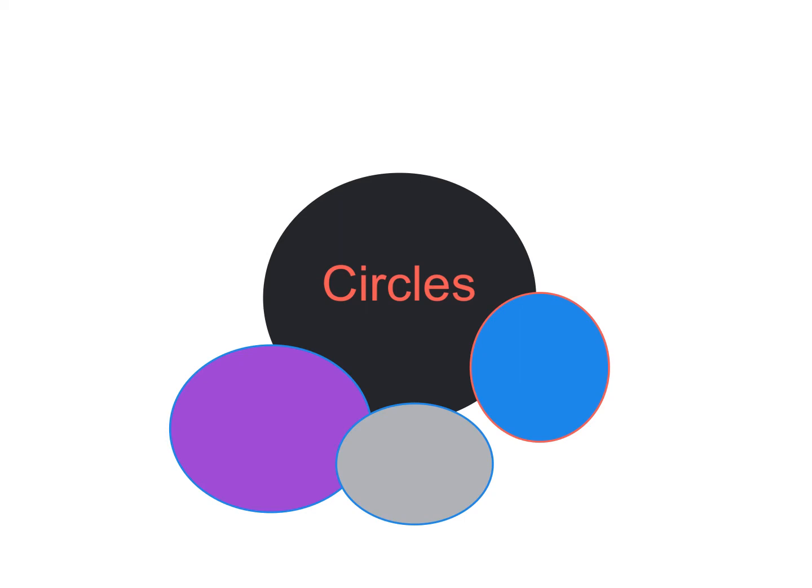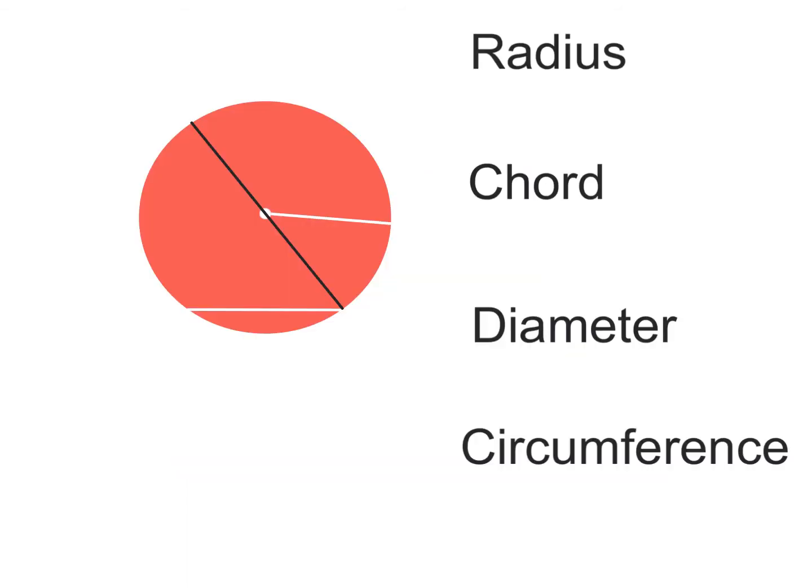Alright, today we're going to talk about circles and the parts of circles and what makes up circles. These are the main vocabulary terms related to circles: radius, chord, diameter, and circumference. I'm hoping that you're looking at the circle and you're like, oh yeah, I remember what these are. So let's talk about the first one.